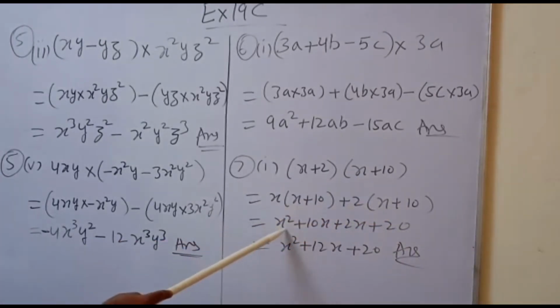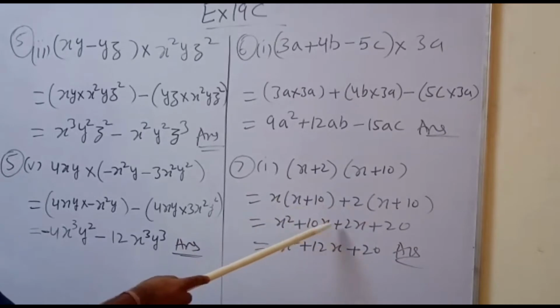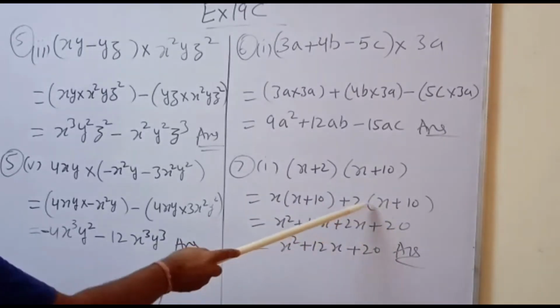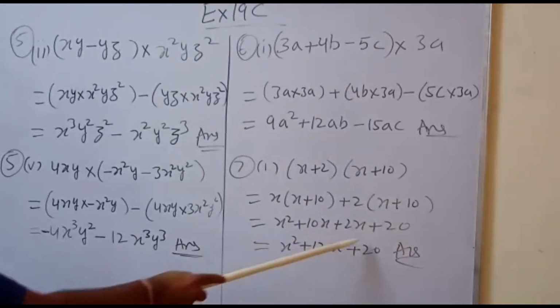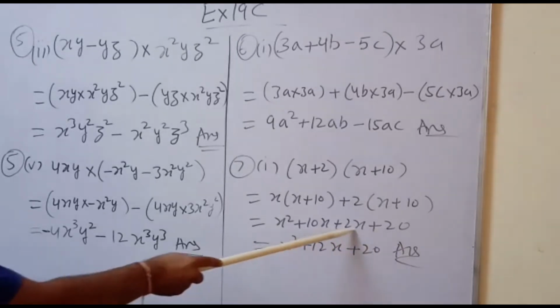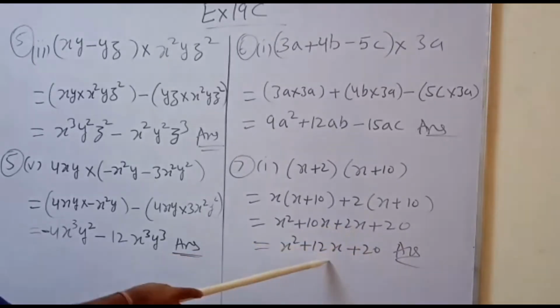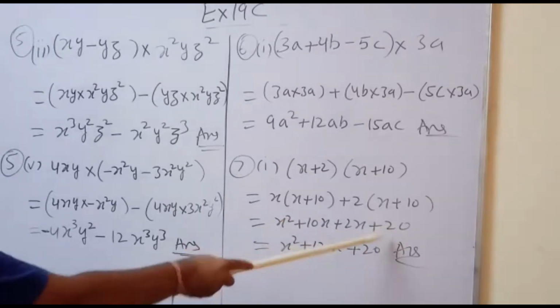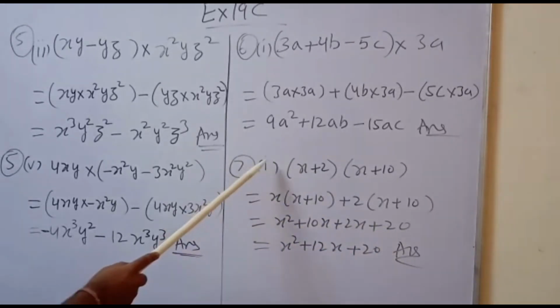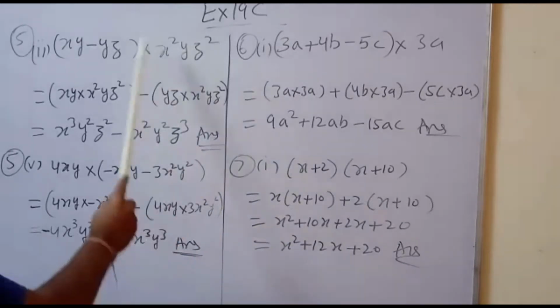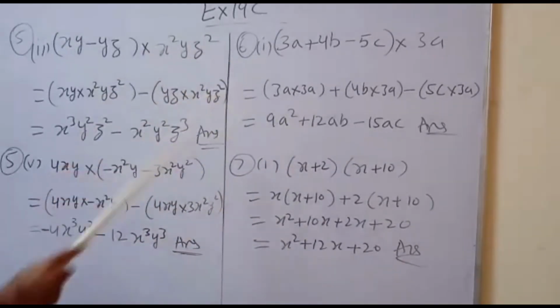So x into x, x square, x into 10, 10x, 2 into x, 2x, 2 into 10, 20. So collect the like terms, 10x plus 2x gives 12x, x square as it is, 20 as it is. So here is the question number 7, first part. Here is the answer. In that manner you can do the other sums of these questions.